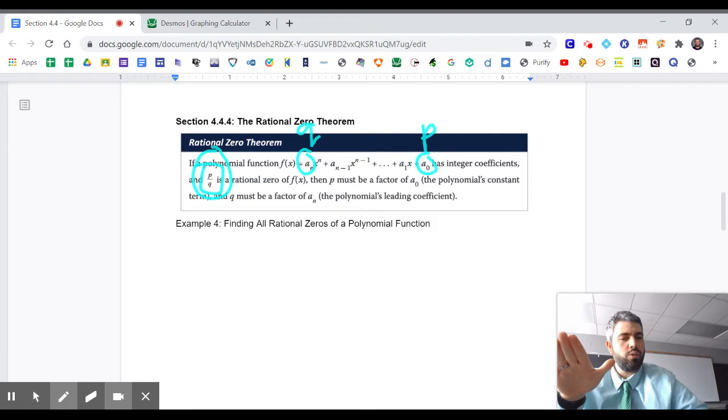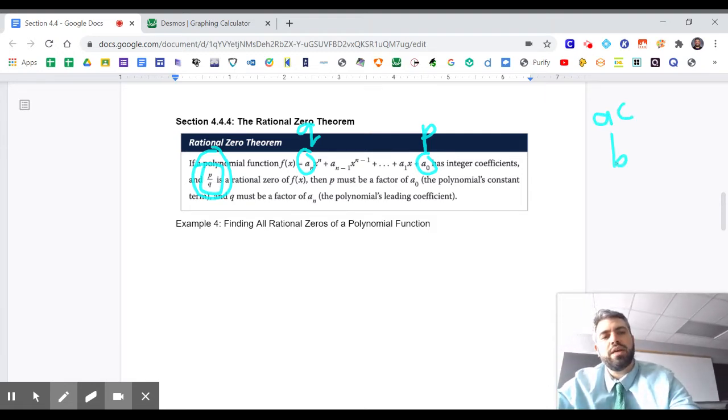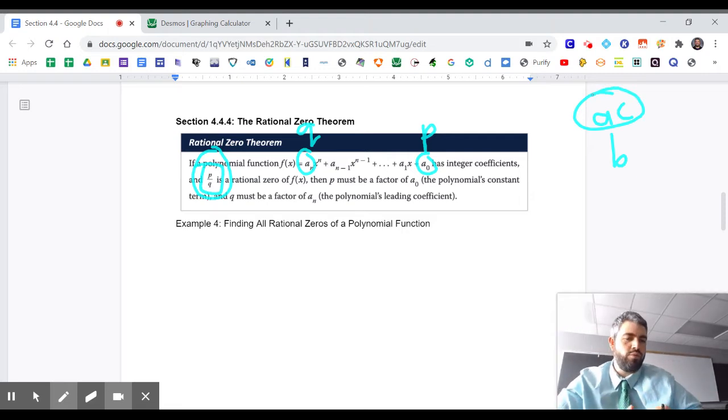And the reason that works is because remember when we were looking at quadratics, A, C, and B. A and C, or the values of the first and last number, the leading coefficient and the constant, were important because that's where it helped us find those roots. And that's why it works for all polynomials, in fact.